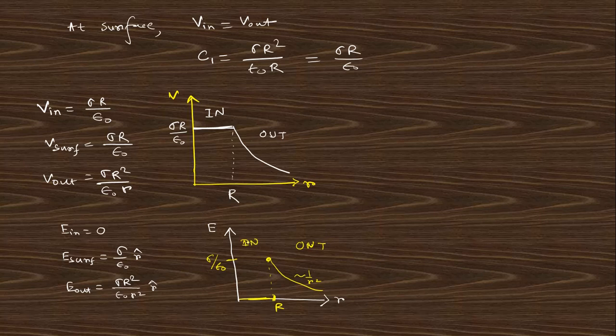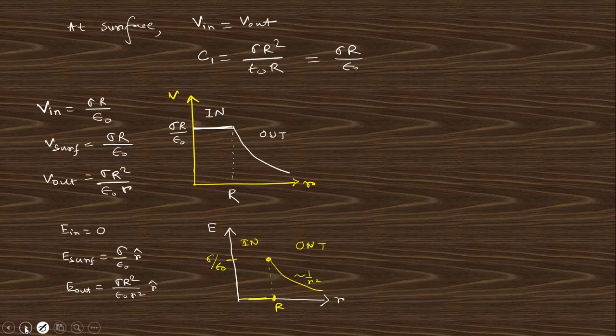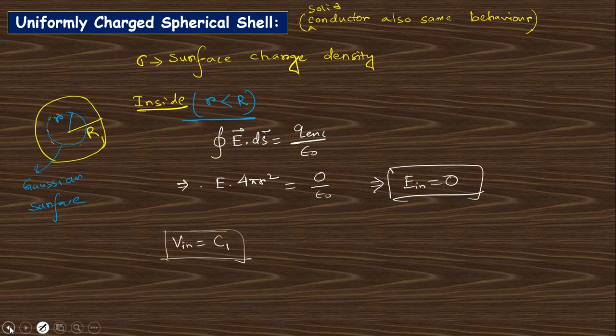Clear? This is outside and this is inside. About this one, this is outside, this is inside. That's it. Okay, clear. So this is for a uniformly charged spherical shell. Shell means charge placed on the surface. In case of a solid conductor, it is the same thing, because for a solid conductor the charge is also distributed on the surface.